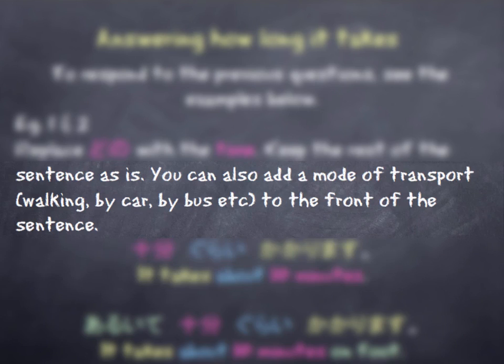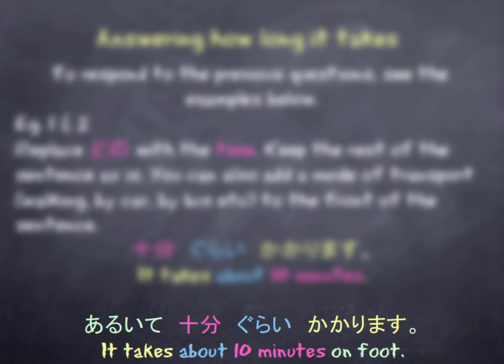Now, if we wanted to attach a mode of transportation to our answer, so for example, it takes 10 minutes by car or by bus or on foot, we simply attach that mode of transport to the start of our response, and then we just follow on with the time, gurai kakarimasu. So for example, it takes about 10 minutes on foot. 歩いて10分ぐらいかかります. 歩いて is from the verb 歩きます, which means to walk. So what we're saying is, in order to walk there, it will take about 10 minutes.